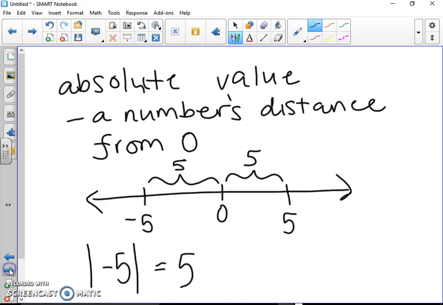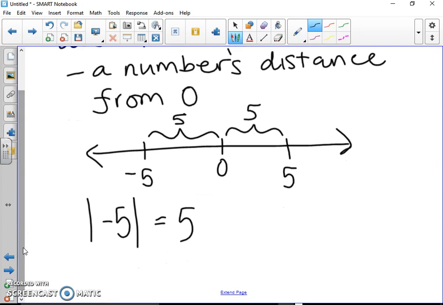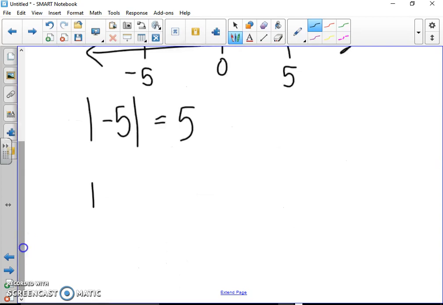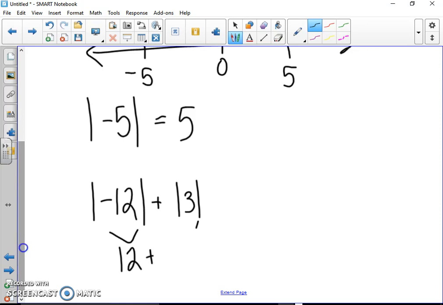That's really important. And we could see that here. Let's say we had an example that said the absolute value of negative 12 plus the absolute value of 3. We have to simplify the absolute values first. The absolute value of negative 12 is just positive 12, plus absolute value of 3 is just 3. Simplifies to 15.